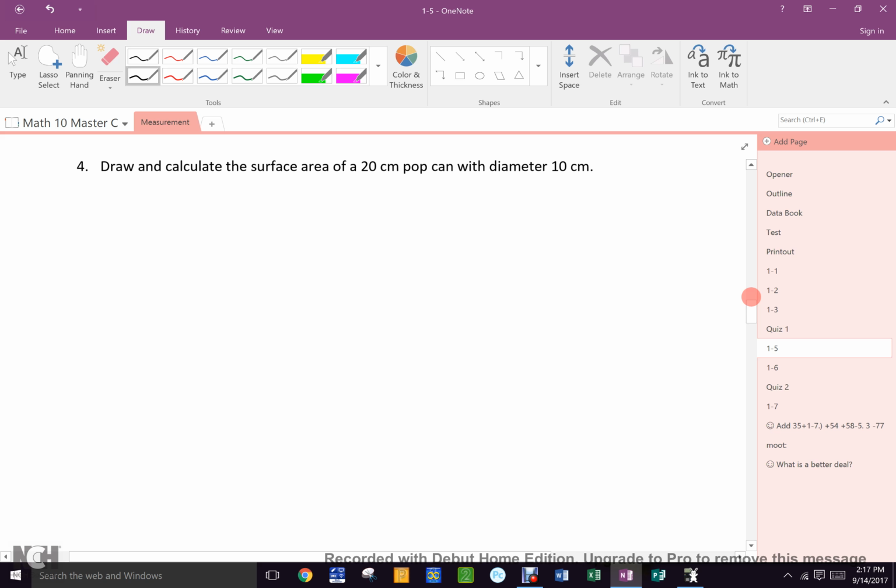Okay. What shape's a pop can? Cylinder. So what's on the top? Circle. What's on the bottom? Circle. What's in the middle? A rectangle. So I have the surface area of a cylinder is what? 20 centimeters. No. What makes up a cylinder? Two circles. So how do I do area of a circle? 2 pi r squared. Right?